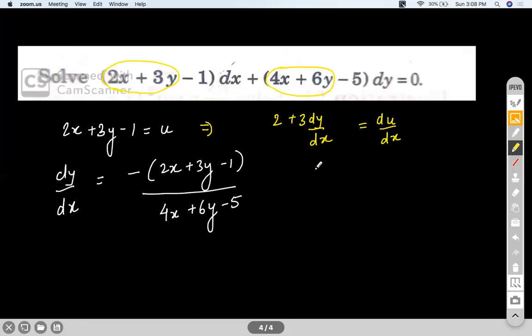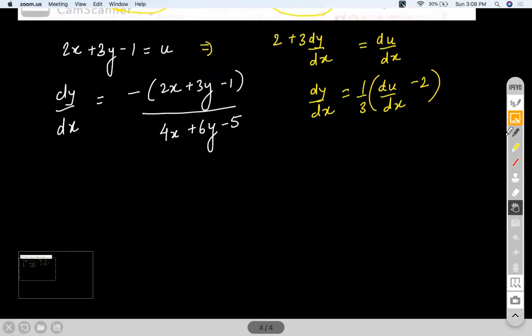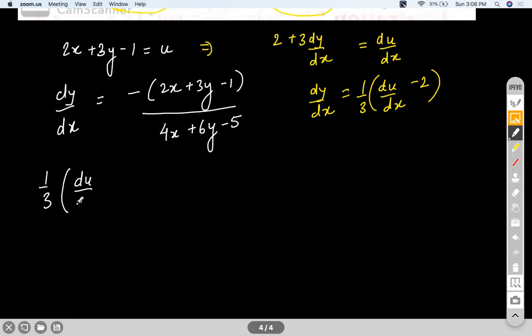Right? So you can say that your dy by dx expression is nothing but du by dx minus 2, 1/3 of it. Correct? If you place this in this given scenario, it becomes 1/3 du by dx minus 2 is equal to negative, this is u, and this term is nothing but 2u. Remember, 2u will give you 4x plus 6y minus 2. Okay, and you need a minus 5 here, so you have to do an additional of minus 3 over here.